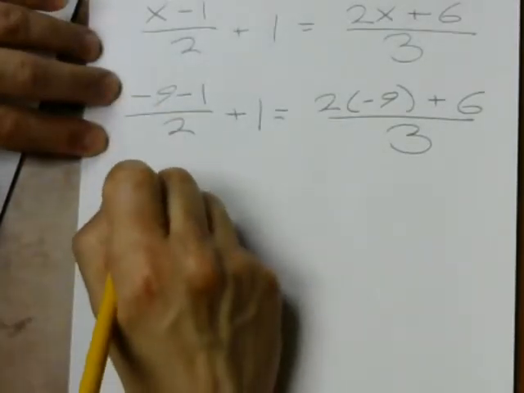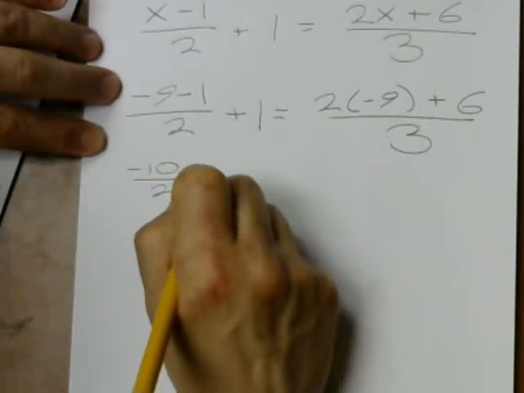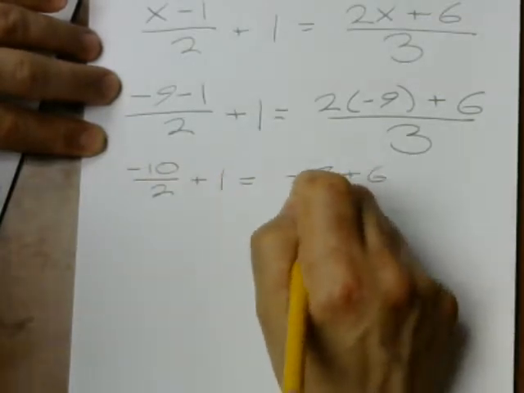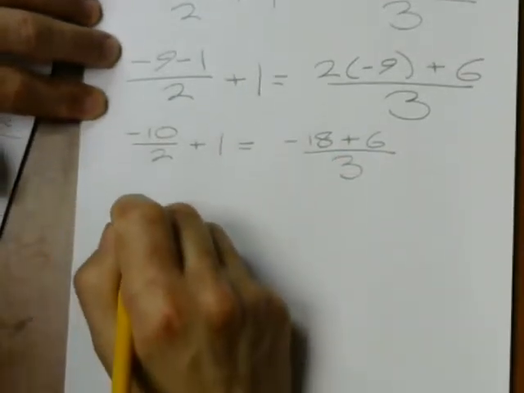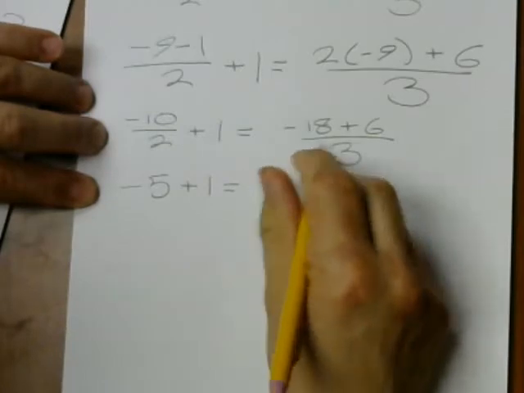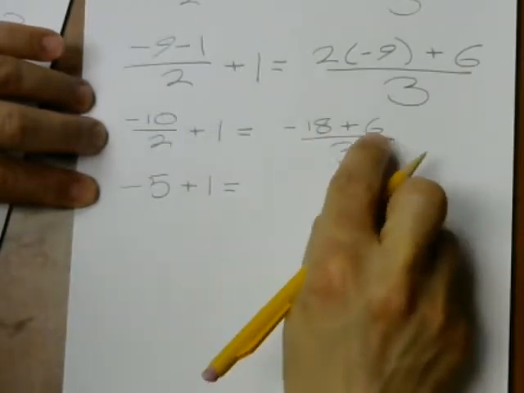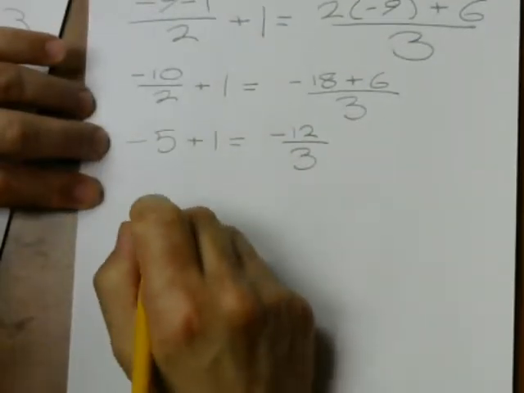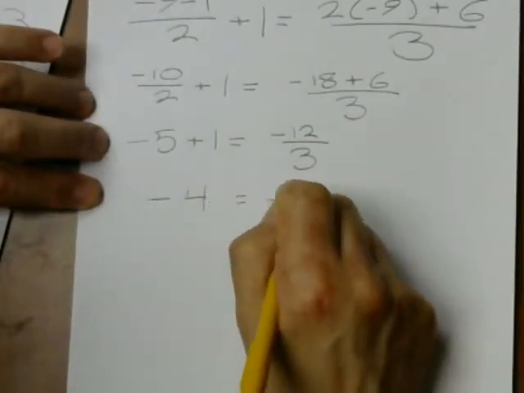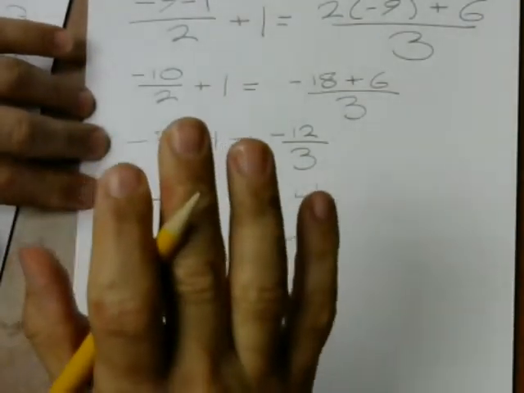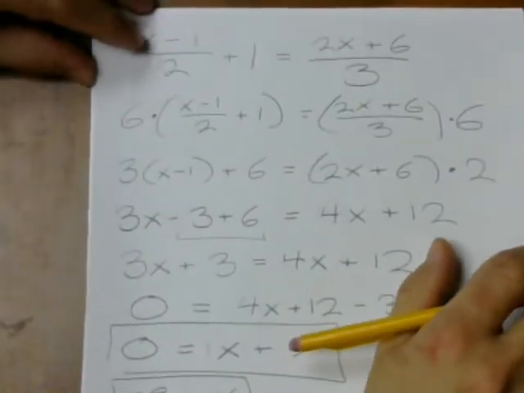What do I get? I have negative 10 over 2 plus 1 is equal to (negative 18 plus 6) over 3. That's negative 5 plus 1 equals, well, negative 18 plus 6, that's negative 12 over 3. So this is negative 4 equals negative 4, and it is true. I've checked my work. I know for sure my answer is correct, and I didn't make arithmetic mistakes.